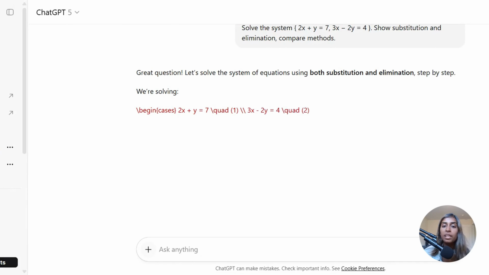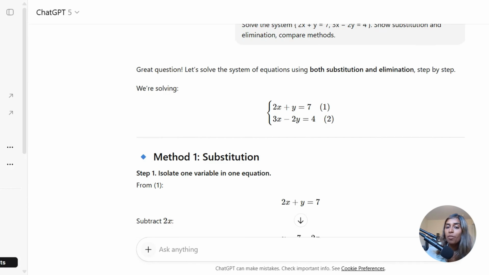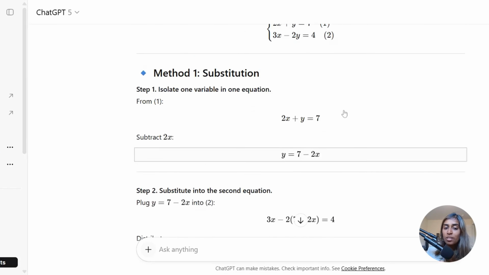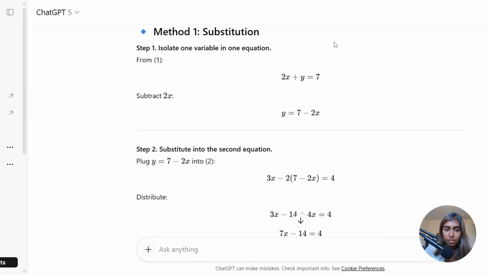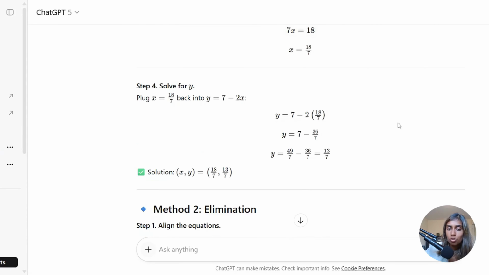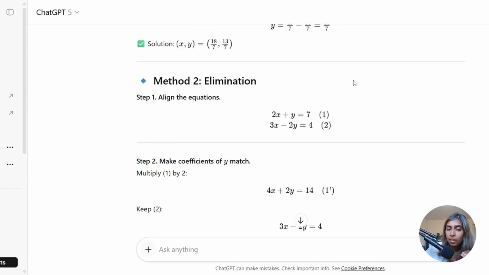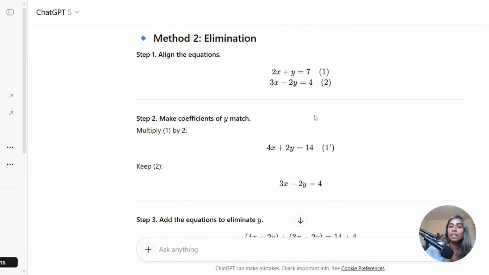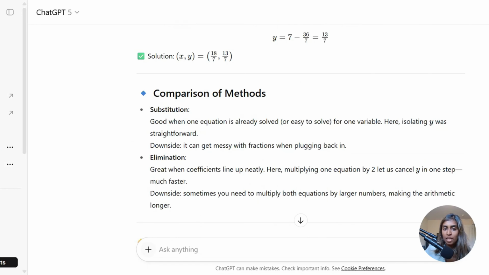And my question in my book maybe says to use the substitution method and elimination method, but I want to learn both. So then we're solving these systems, and again, it gives us step by step. Method 1, substitution. So isolate each variable, substitute in the second equation, solve, and so on. Okay, answer. Now, second method, elimination. Again, it gives you just a different way of doing it, exactly how I asked.